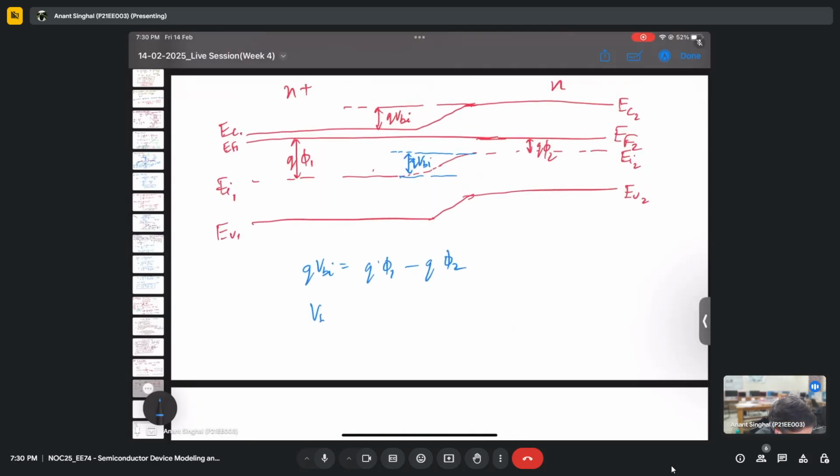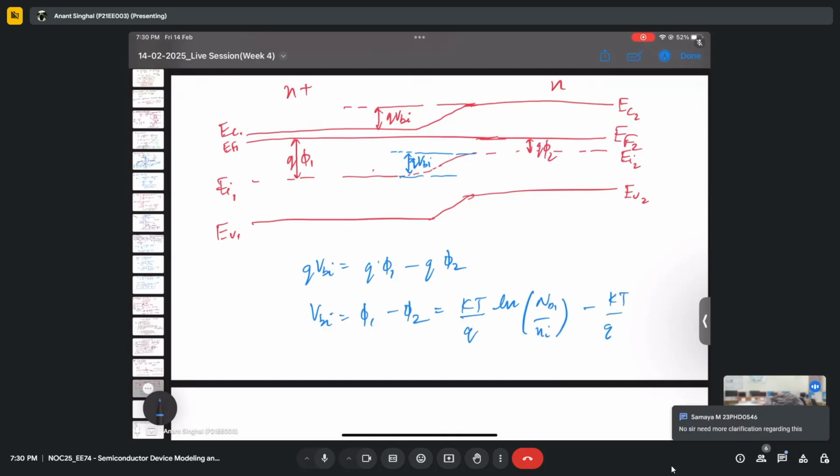So, this VBI is phi 1 minus phi 2. So, here comes the main thing. So, this will be ln ND1 by Ni minus kT by q.